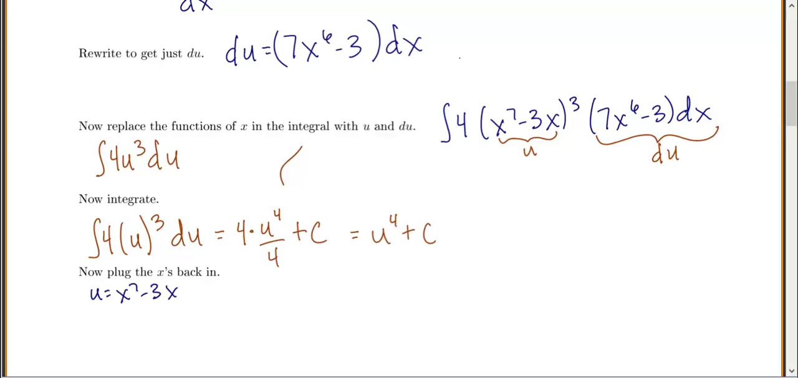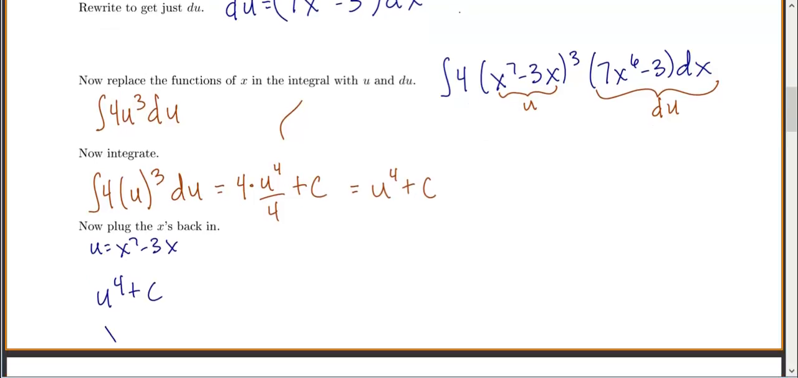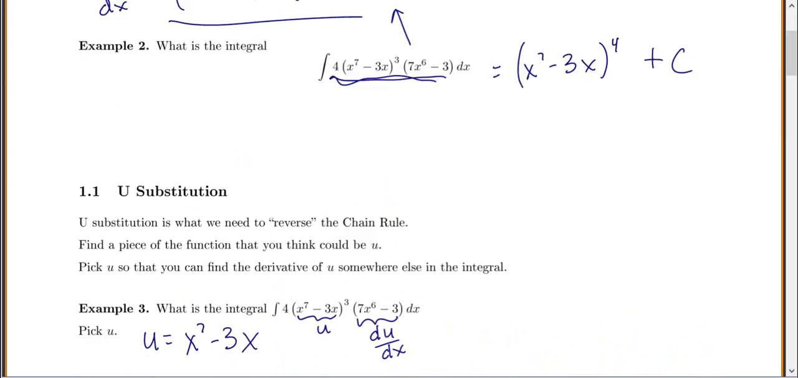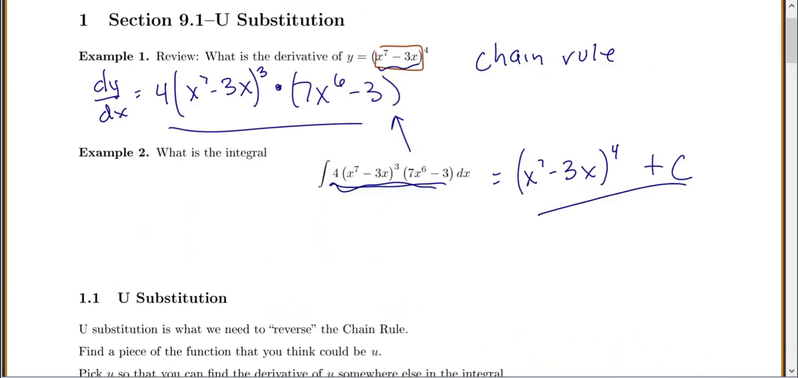So if that's the case, then my final answer is going to be u to the 4th plus c, which is no longer u to the 4th. We'll make it x to the 7th minus 3x to the power 4 plus c. So that is my final answer to my integral that we had. Notice it's the same answer that we had way up here.